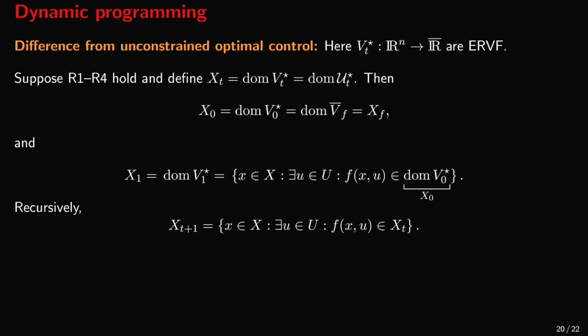Recursively, we have that X_{t+1} is the set of all states in X for which there is an input u taken from the set big U, such that f of x, u is inside the set X_t. In other words, X_{t+1} is the set of states that we can move into X_t in one step without violating any constraints. And X_t is the set of states that we can steer to X0 in t steps without violating any constraints.